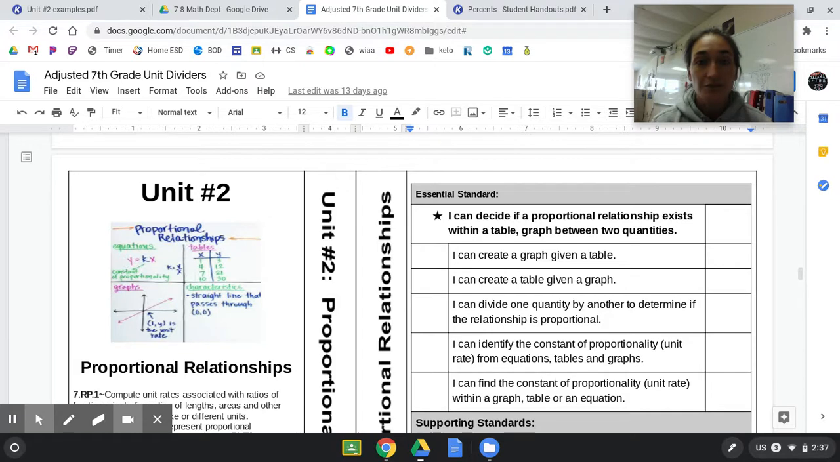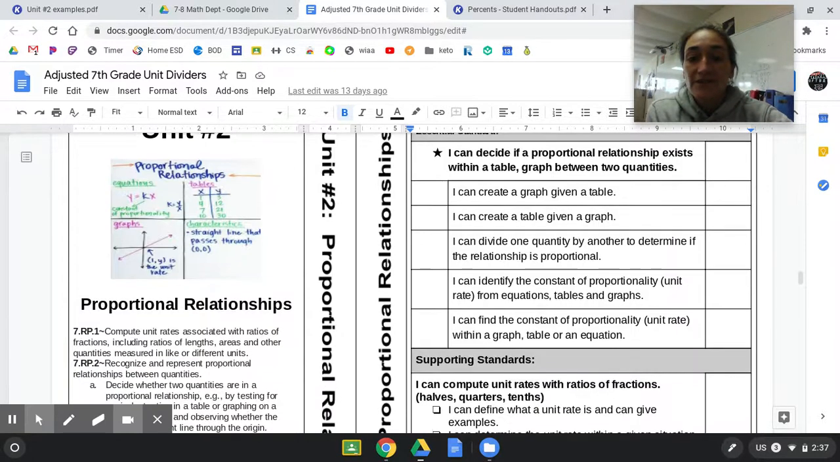The essential standards you will need to know for this unit. I can decide if a proportional relationship exists within a table, graph, or between two quantities. And I can create a graph given a table. I can create a table given a graph. I can divide one quantity by another to determine if the relationship is proportional.